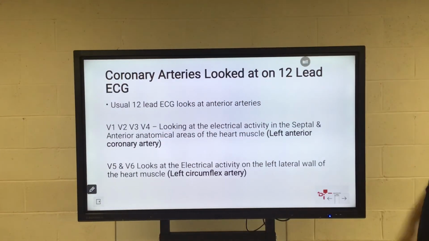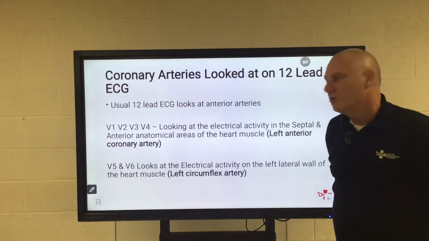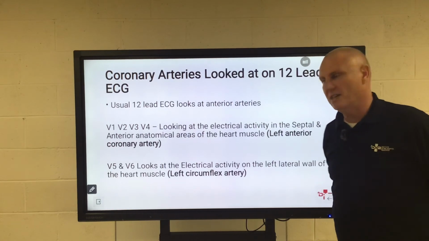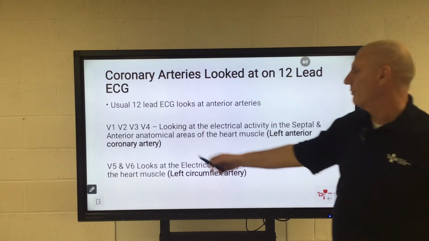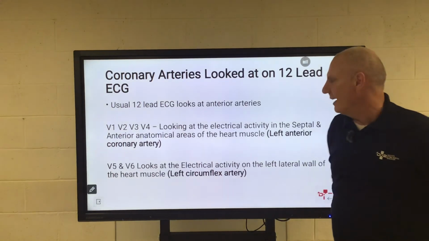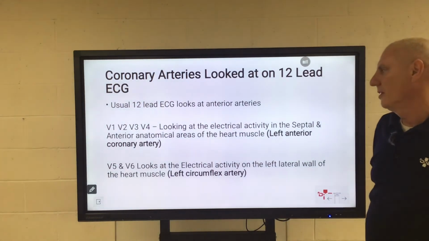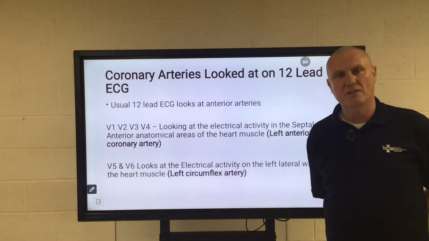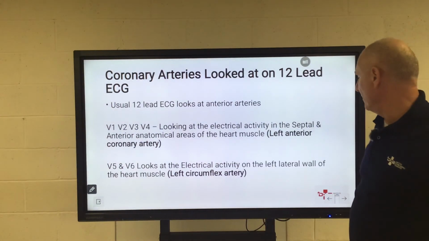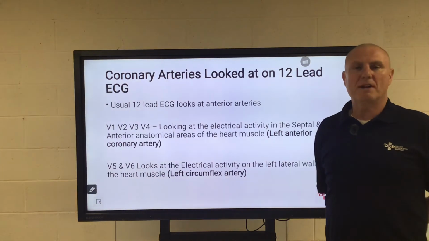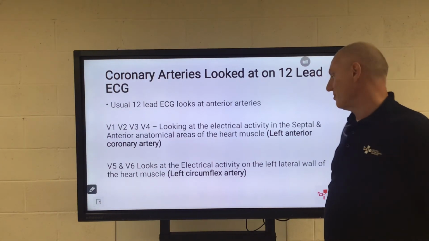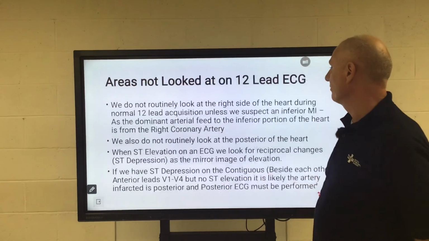So coronary artery territory is looked at on the 12-lead ECG. The usual 12-lead ECG looks at the anterior arteries like I've just said. V1 to V4 look at the electrical activity in the septal and anterior anatomical areas of the heart muscle, which is really left coronary artery territory, I suppose. V5 and V6 look at the electrical activity on the left lateral wall, which is a branch of the left circumflex artery, and this continues on around to the posterior part of the actual muscle itself.